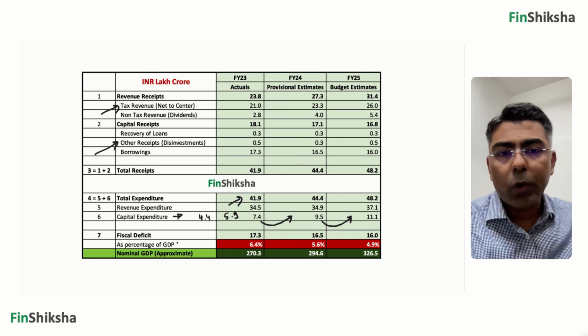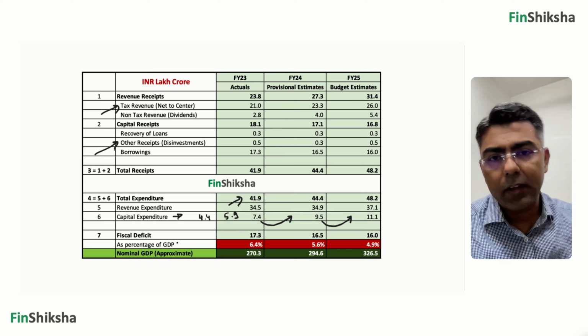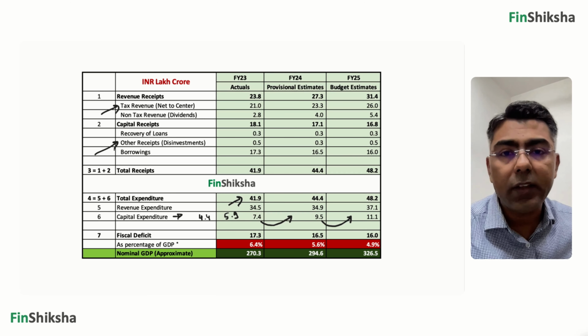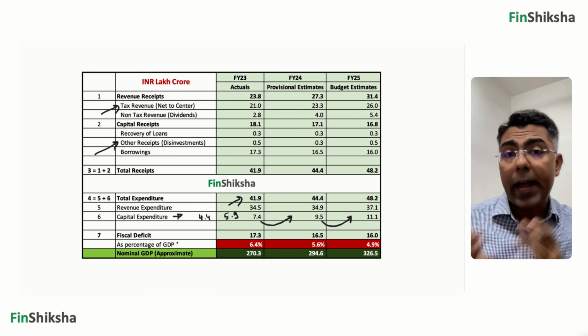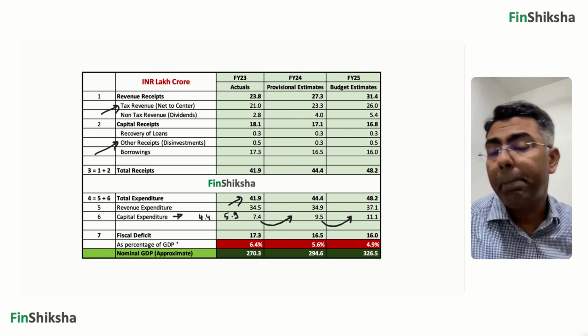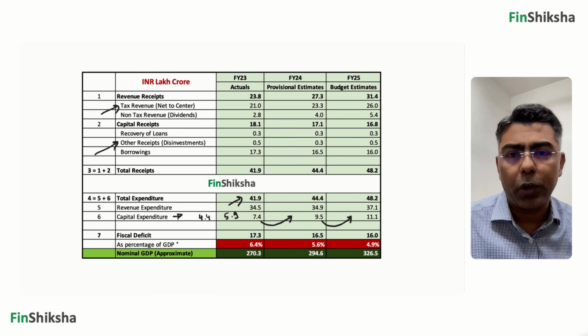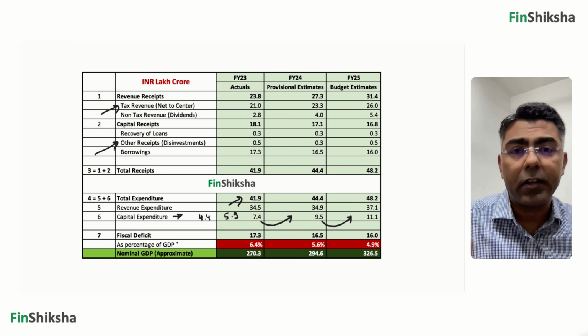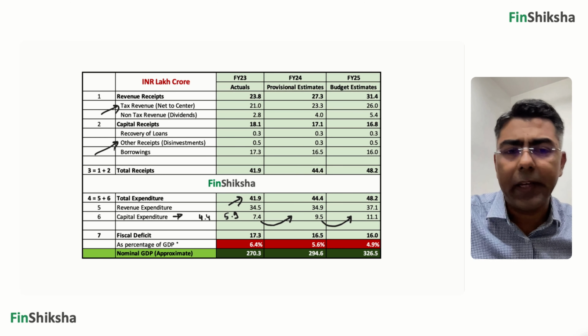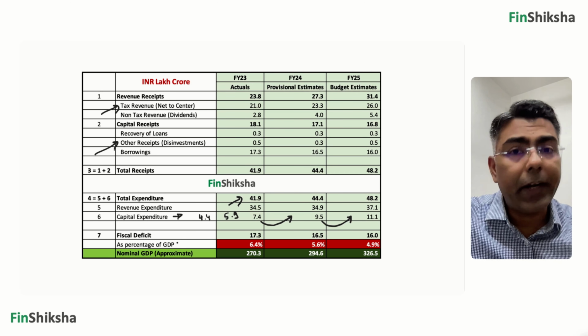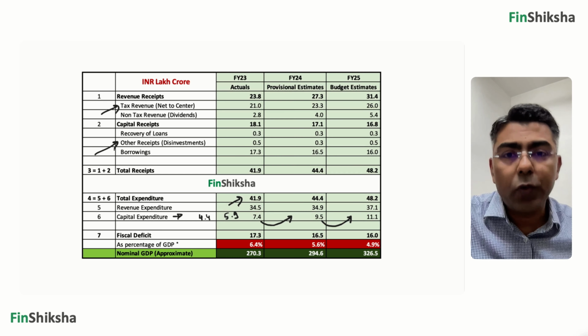Very clearly what's happening is the buoyancy in the tax revenues is being used to increase capital expenditure, right? As capital expenditure keeps growing, you see more infrastructure investments, you see more push towards what's going on in terms of railways and road infrastructure and a bunch of other things that have been happening in the economy. This is a healthy trend. We hope that this continues in the future as well.